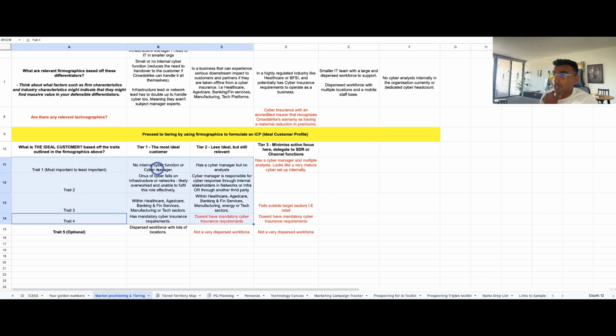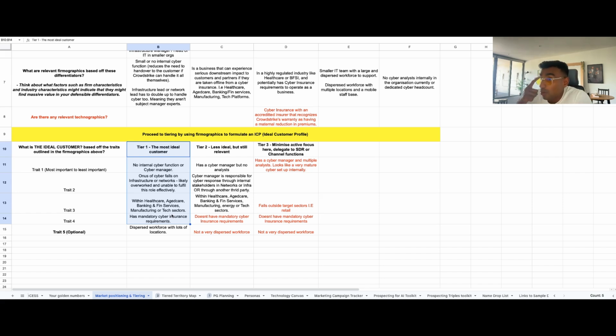Really I focused on these four. So my ideal customer had no internal cyber function or cyber manager, so the onus of IT rolled straight up to the CIO. Two, infrastructure and networks were likely looking after cyber, which was great for me because they were probably overworked, understaffed, and not capable of doing it. Three, they fell within one of my target sectors. And four, they had some sort of mandatory cyber insurance requirement. Fantastic. That is a tier 1 account. I want to be going after them, right? They're going to be a lot more receptive to me, in theory.